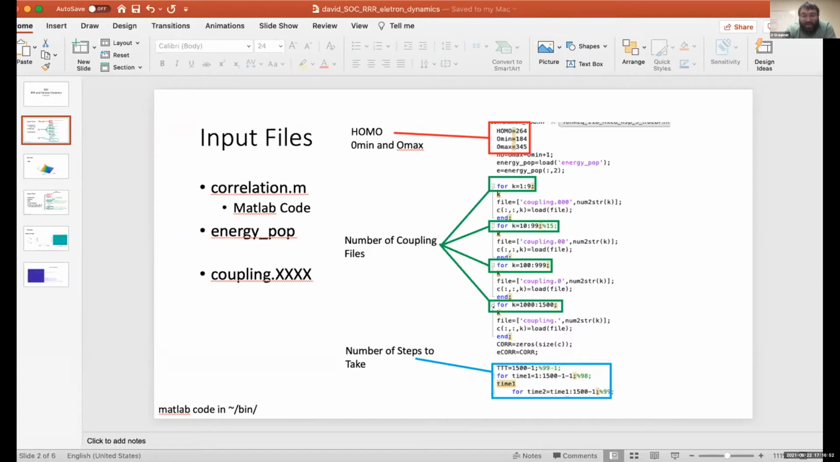The green boxes are showing the number of coupling files that we're using. In this case, I'm going up to 1,500. And the blue box is looking at the number of time steps, and much like I think Brandon mentioned, you generally want your time step to be the same as your number of couplings that you have.